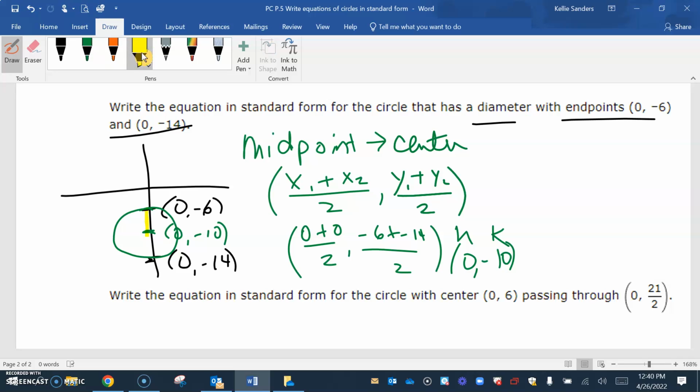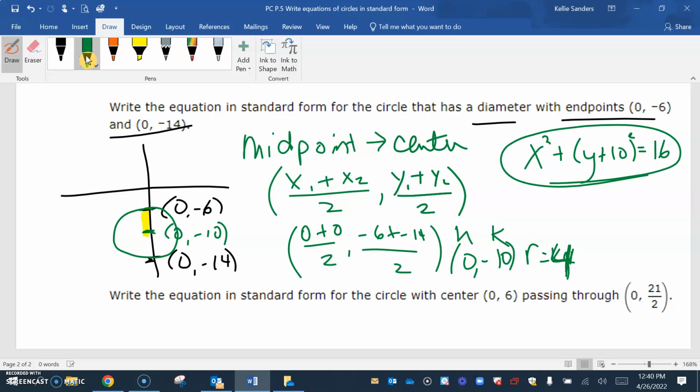The distance, or the radius, is the distance from the center to one of the endpoints. And so on this, our radius would be 4. So it'd be x squared plus (y plus 10) squared equals 4 squared, which is 16.